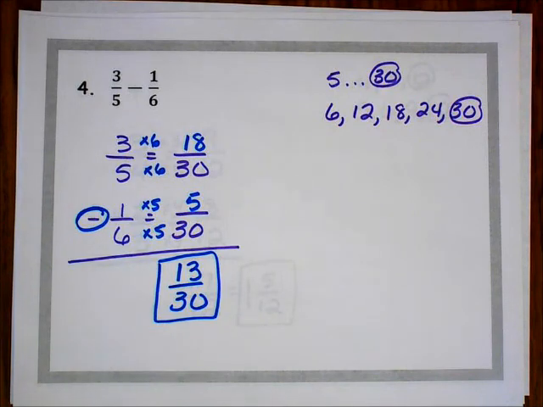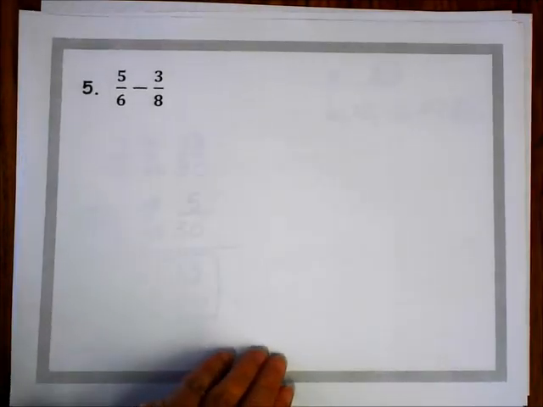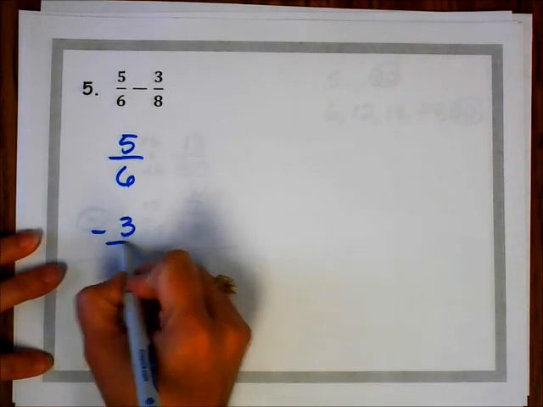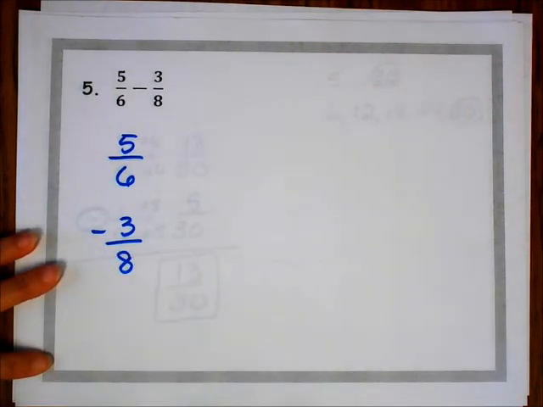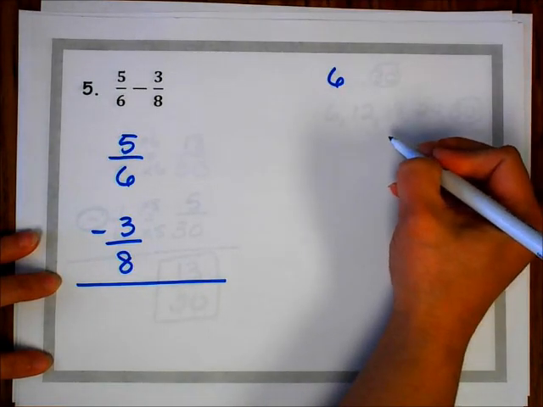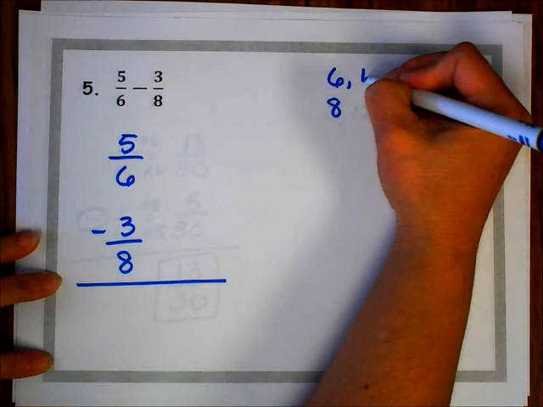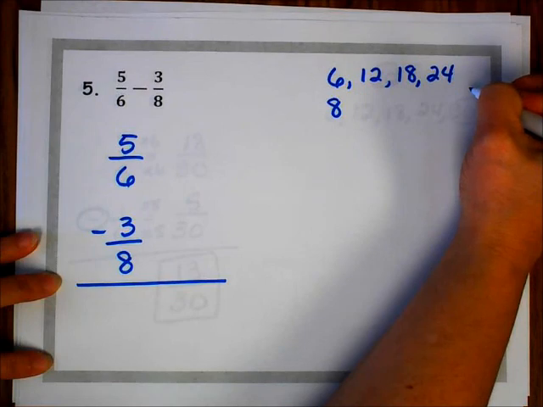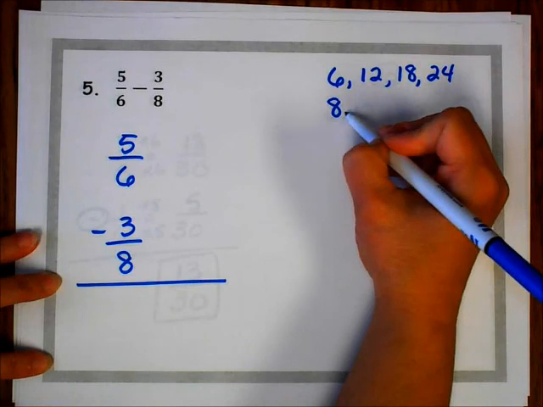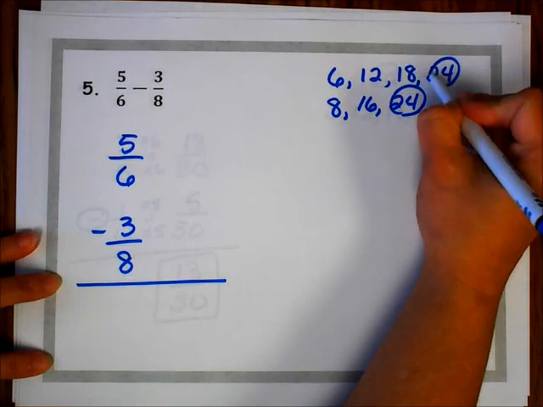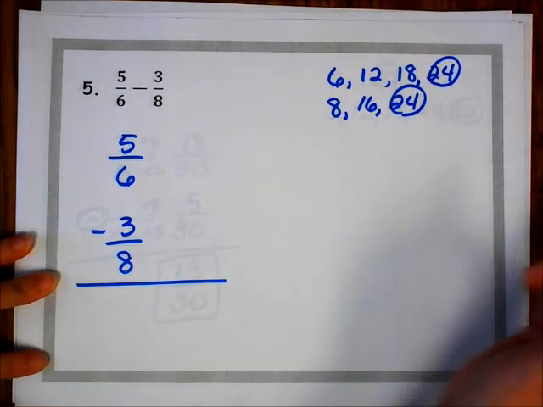Let's try another. Number 5, 5/6 minus 3/8. My first step is to find my common denominator. So I'm going to count by 6s and count by 8s. 6, 12, 18, 24. I know in my head that if I count by 8s, I will get to 24, so I'm going to stop. 8, 16, 24. So my lowest common denominator is 24.